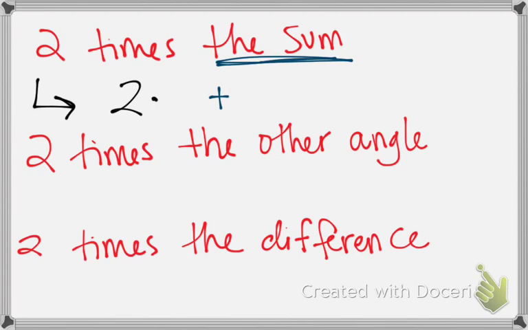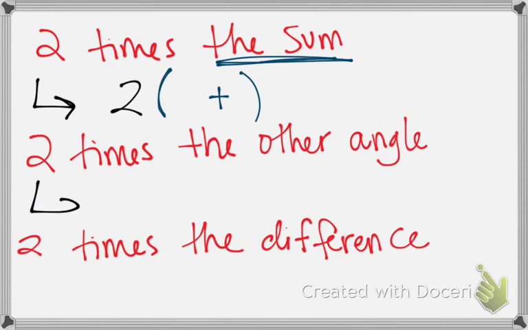So I need to put something here to signify that I would add first and then I would multiply. Can anybody guess what I would put there? Parentheses. So if you ever see 2 times the sum, this is your setup. And you don't even have to have this dot, technically. You would have the number and then parentheses, and it would tell you what you're adding. It would say the sum of the other angle and 10 or something like that. You put those into the parentheses.